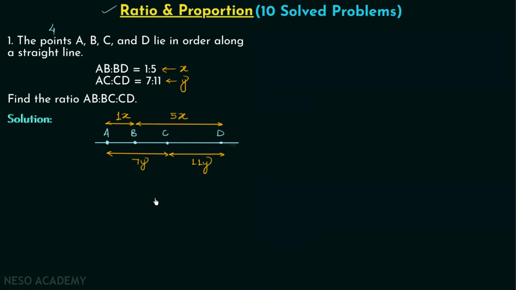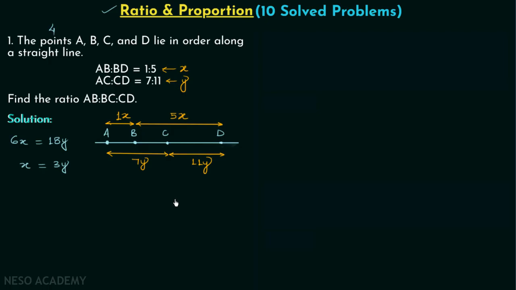Now when you focus on the length AD, you will find it is equal to 1x plus 5x and it is also equal to 7y plus 11y. So we can say that x plus 5x, 6x, is equal to 7y plus 11y, that is 18y. So from here we will have x equal to 3y. Very important relation in this case.